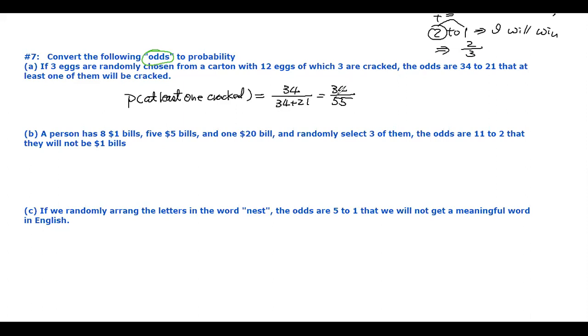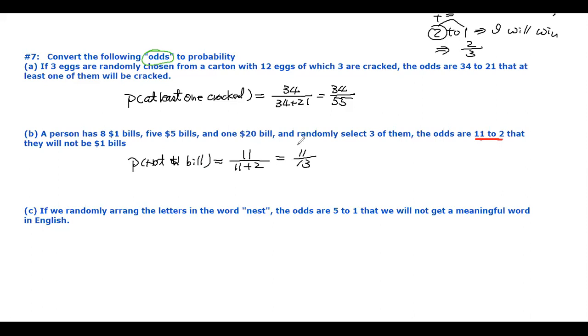And the next one here, they said a person has 8 $1 bills, one $5 bill, and one $20 bill. If I randomly select three, the odds are 11 to 2. Right, so the odds is 11 to 2 that the bill will not be $1, right? So that means the probability is not the $1 bill. What will that one be? So it's 11, and so this is 11 plus 2. So this is 11 over 13.